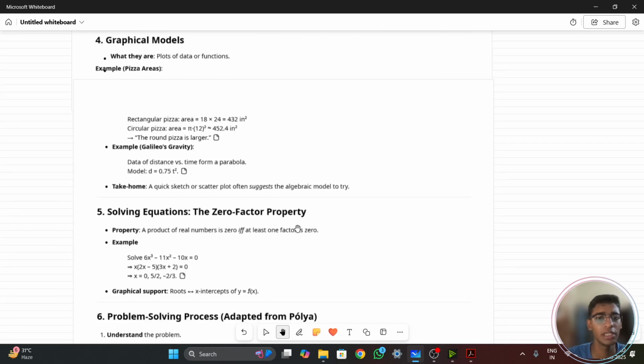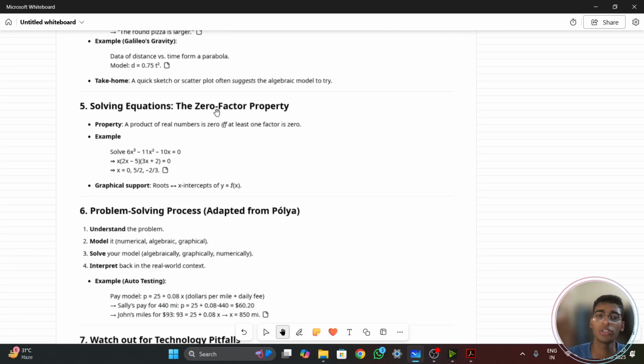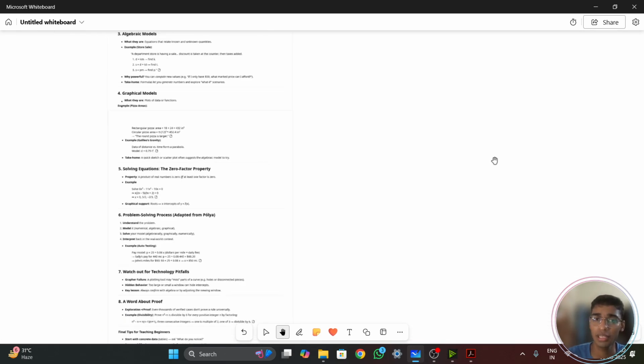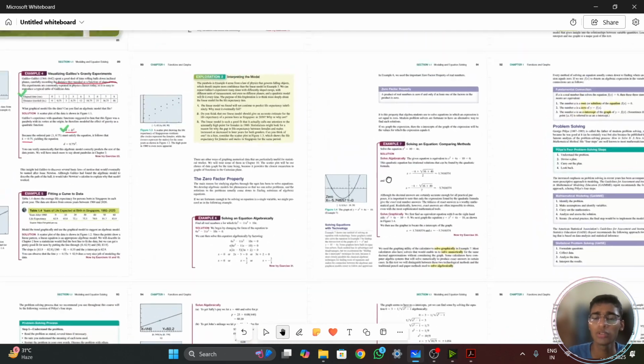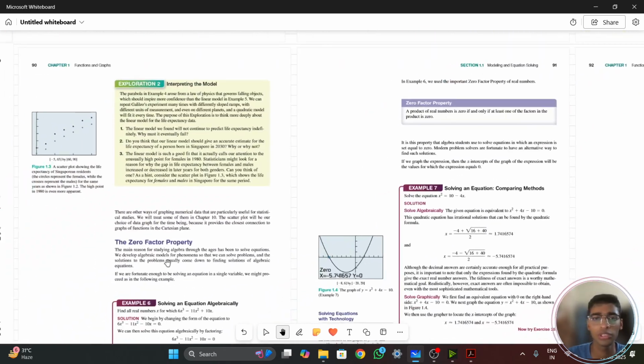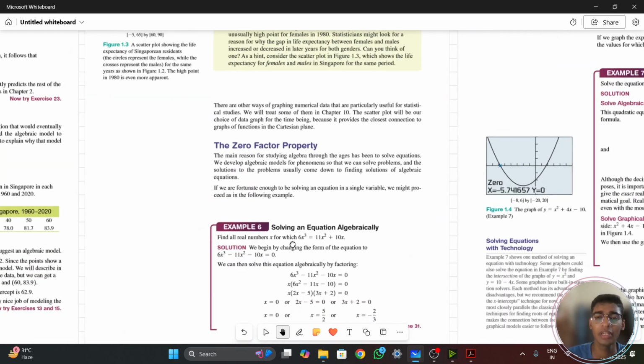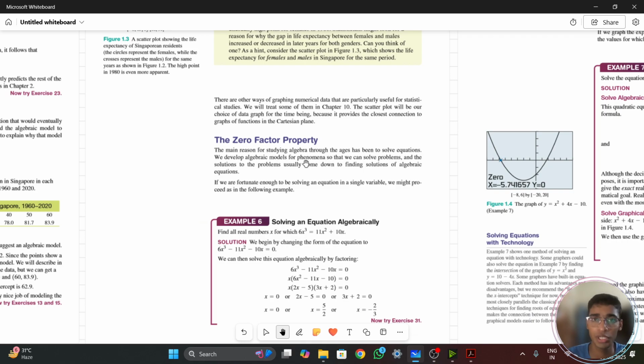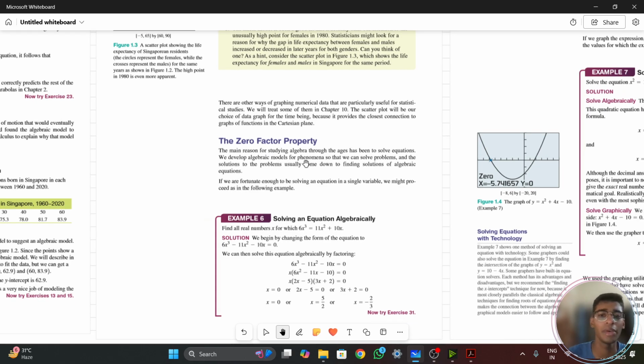Moving on, we have covered the graphical examples. Now talking about the zero factor property, which is the next thing in your book. Whenever you are solving an algebraic equation, many times it happens that while you are factorizing and you take the common x out, you forget to equate it to zero, which is called the zero factor problem.